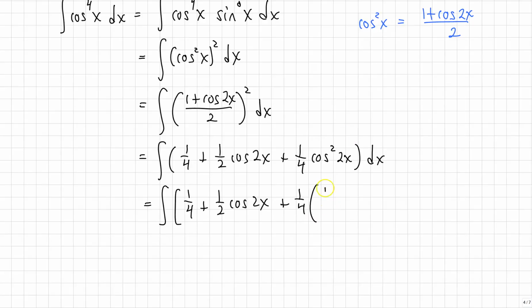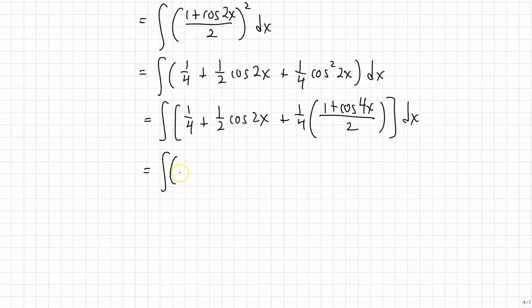Use that formula one more time: 1 plus cosine double the angle. So the angle was 2x, so we doubled it, it's 4x, dx. Now let's collect like terms. We've got 3/8 plus 1/2 cosine 2x plus 1/8 cosine 4x dx. So that's just after collecting like terms, multiplying the 1/4 in there and then collecting the constants.